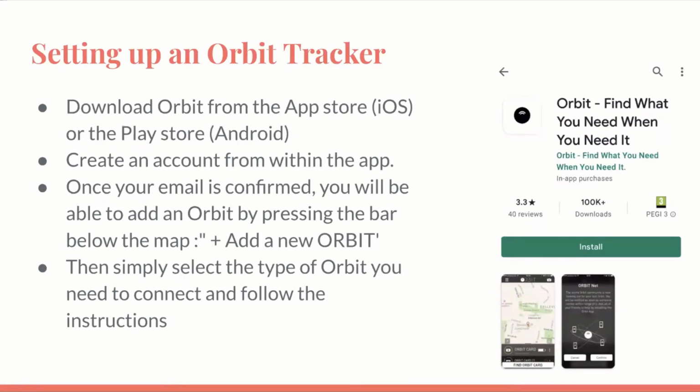And once you confirm your account through your email, you will be able to add an Orbit by pressing the bar below the map, which is the Add a New Orbit button. Then you simply select the type of Orbit you need to connect and follow the instructions presented on the screen. This is a screenshot presented from the Google Play Store, and this is what the Orbit app icon looks like.